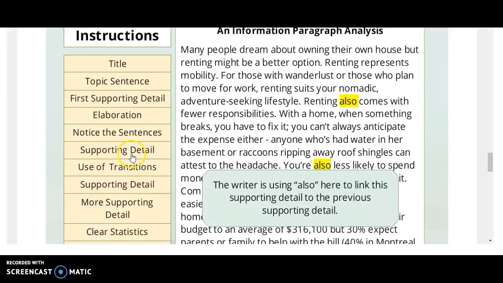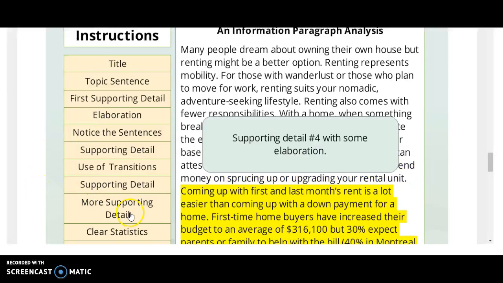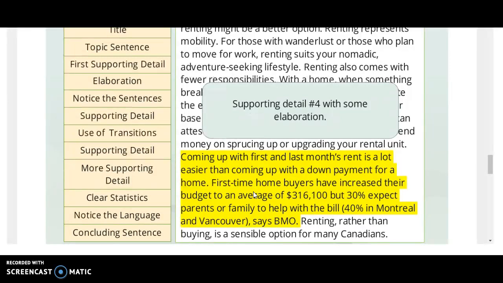So from supporting details, use of transition, again, supporting detail number 3. Three is always your magical number. You always want to have at least three examples or minimum supporting points in anything that you're writing, especially in informational paragraph writing. And it states here, you're also less likely to spend money on sprucing up or upgrading your rental unit. So again, you have that supporting point. There we go. And then we go right into supporting detail number 4 with some elaboration.